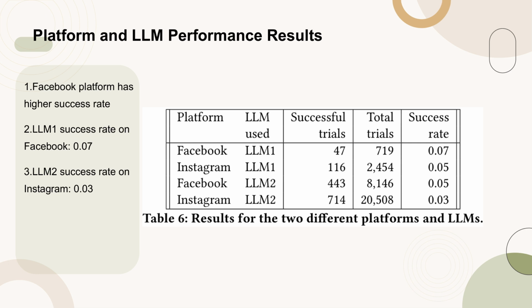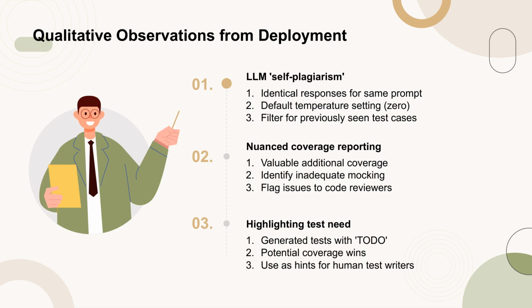In this section, the authors present qualitative observations from the deployment of TestGen-LLM. One key observation is LLM self-plagiarism, where the same or similar responses are generated for the same prompt due to the deterministic nature of the default temperature setting. This led to the implementation of a filter to remove previously seen test cases. Another observation is the nuanced coverage reporting, where valuable additional coverage is obtained, sometimes indicating inadequate mocking. This issue is flagged to code reviewers for awareness. The authors also highlight the need for tests, noting that generated tests with to-do can indicate potential coverage wins and serve as useful hints for human test writers.